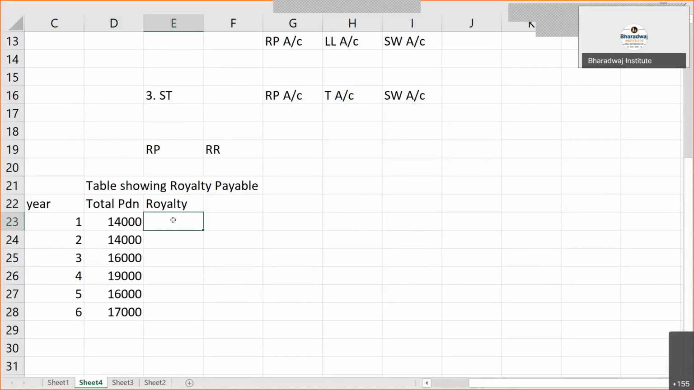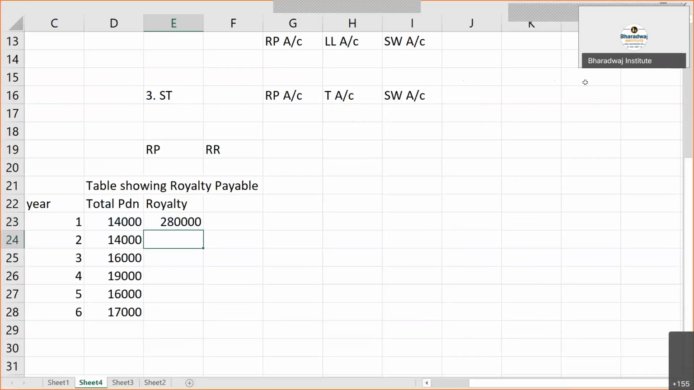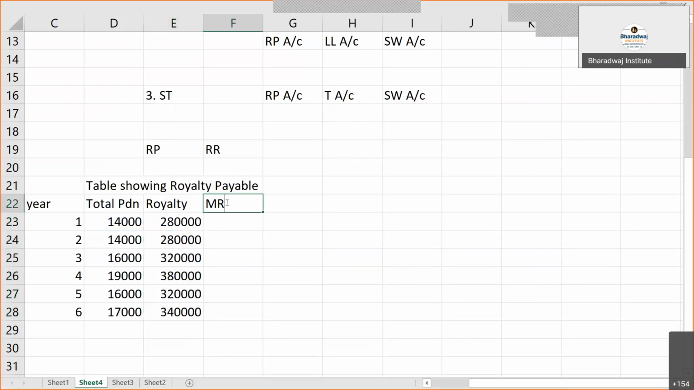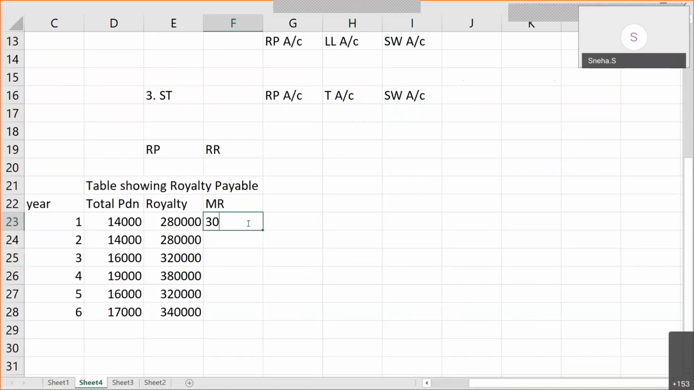Royalties payable at the rate of 20 per ton. So what is the minimum rent? 25,000 per month. So there is no strike in this problem. So 3 lakhs.